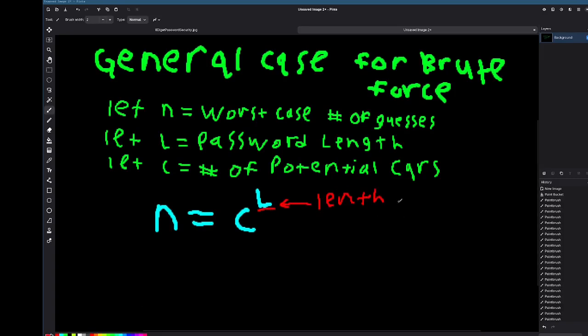So that means that length matters a lot more than the number of characters you use. The reasoning is that if you increase the number of potential characters, that only makes the problem harder according to some polynomial value, whereas if you increase the length of the password, it increases the difficulty of guessing it exponentially. So in the long term, an exponential is a lot bigger than a polynomial of any sort.